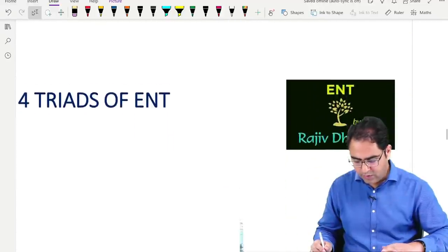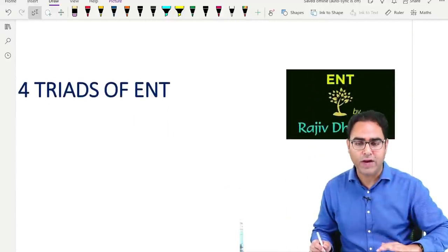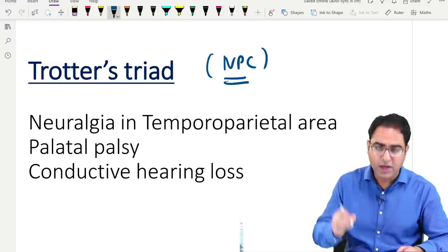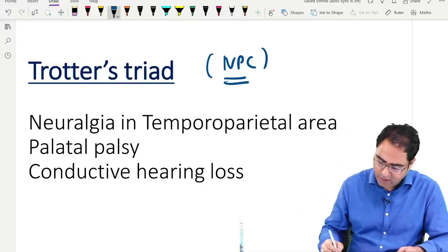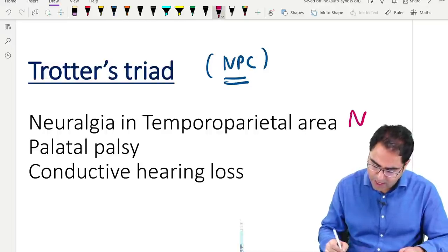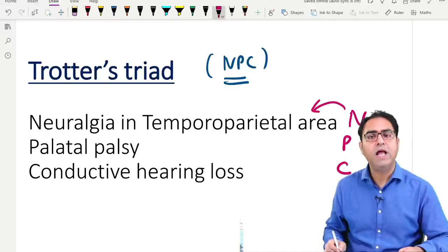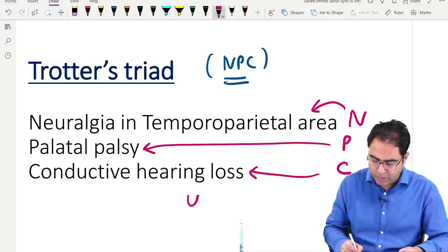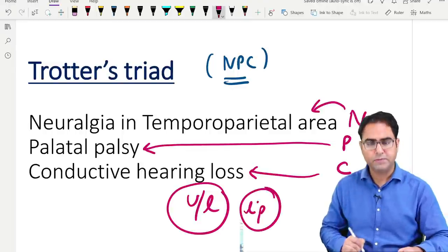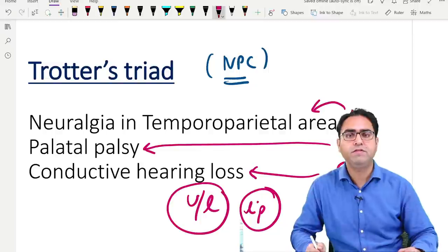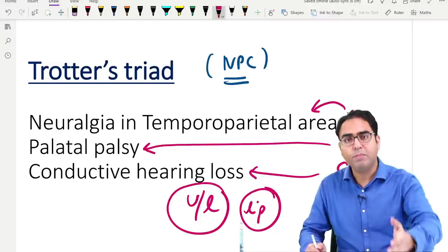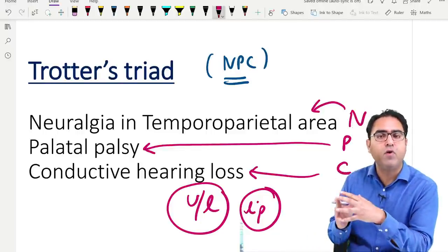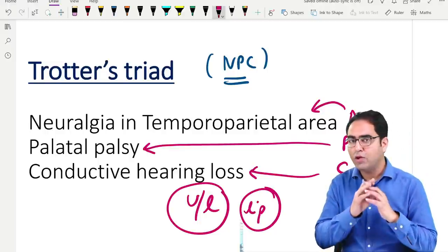Let us do one thing. Let us revise the four triads of ENT, beta. Let us finish the four triads of ENT right now. Very good. Trotter's triad, everybody. Trotter's triad is seen in NPC. What is NPC? Nasopharyngeal carcinoma, okay? And the mnemonic of this is also NPC. What is N? N is neuralgia in the temporoparietal area due to fifth nerve involvement. P is for palatal palsy due to 10th nerve involvement. And C is for conductive hearing loss due to unilateral glue ear. All are unilateral, all are ipsilateral, beta.